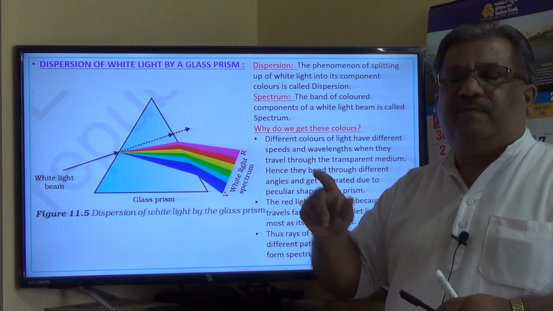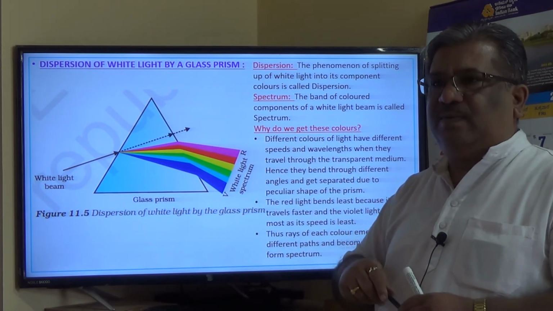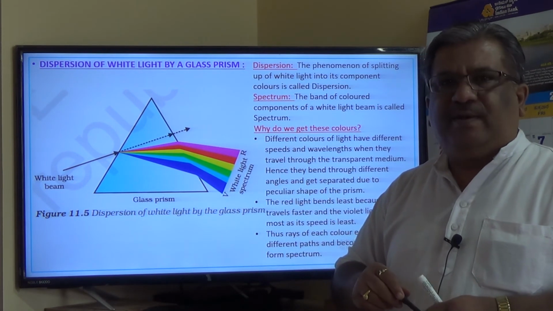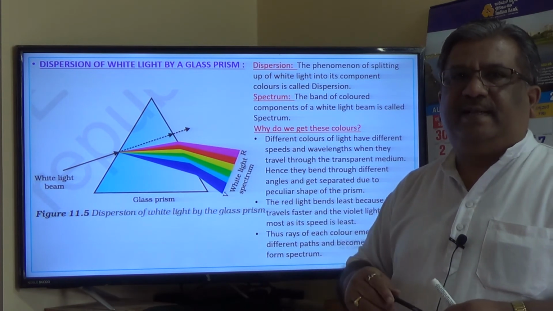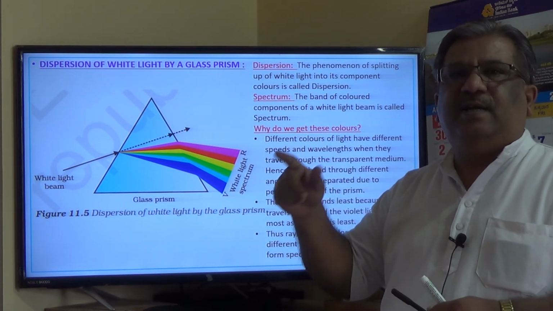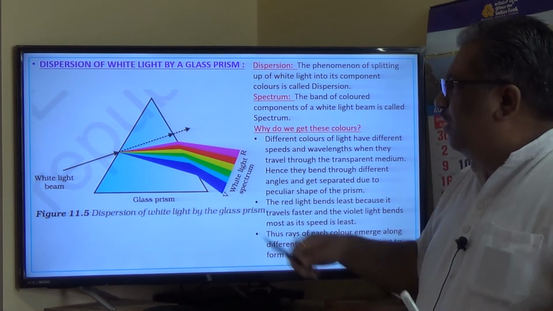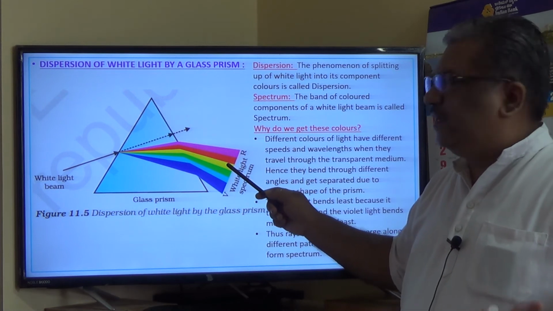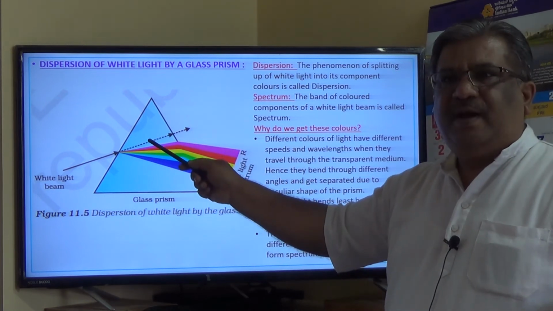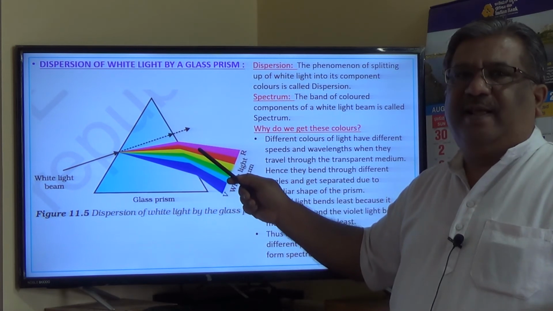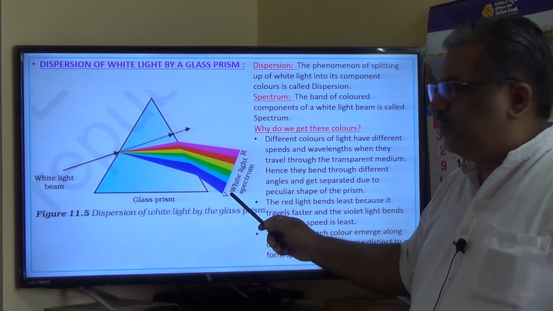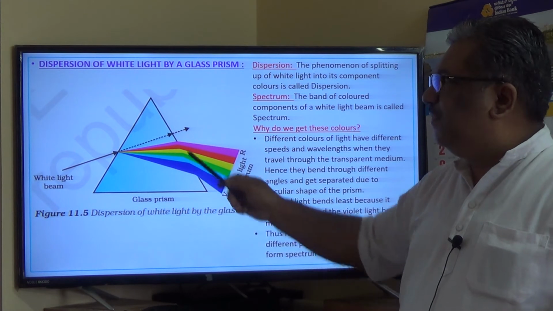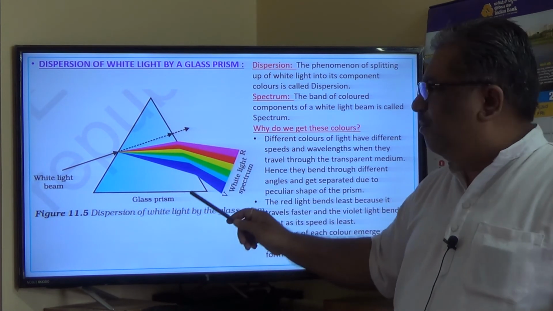Mu m, the refractive index of the medium, is equal to C by Vm, where C is the speed of the light in the air or vacuum and Vm is the speed of the light in the medium. So mu m is inversely proportional to Vm. More the velocity of a particular color, less is the refractive index of that color with respect to the prism, and therefore less bending. Smaller the speed, more is the refractive index of that color with respect to the prism. More the refractive index, more is the bending.